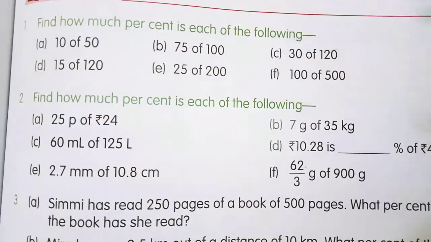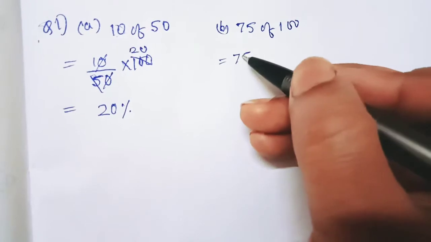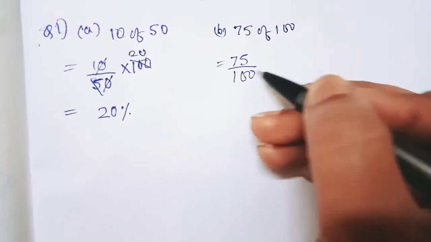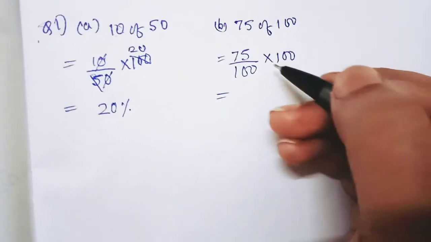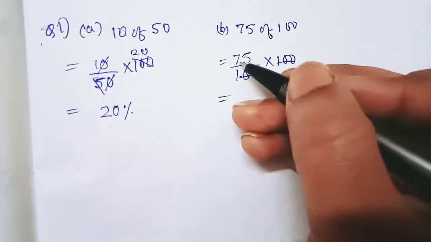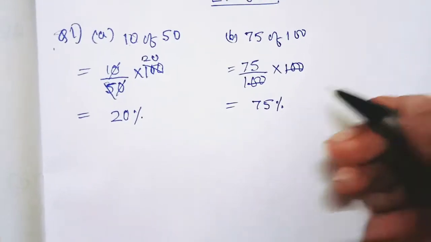Now see next. Let's take B number, 75 out of 100. So this also you'll write like this, 75 by 100 into 100, because you have to convert into percentage. Now 100 will cancel out, so only 75 remaining, that means 75%. So you have to put the percent sign here.